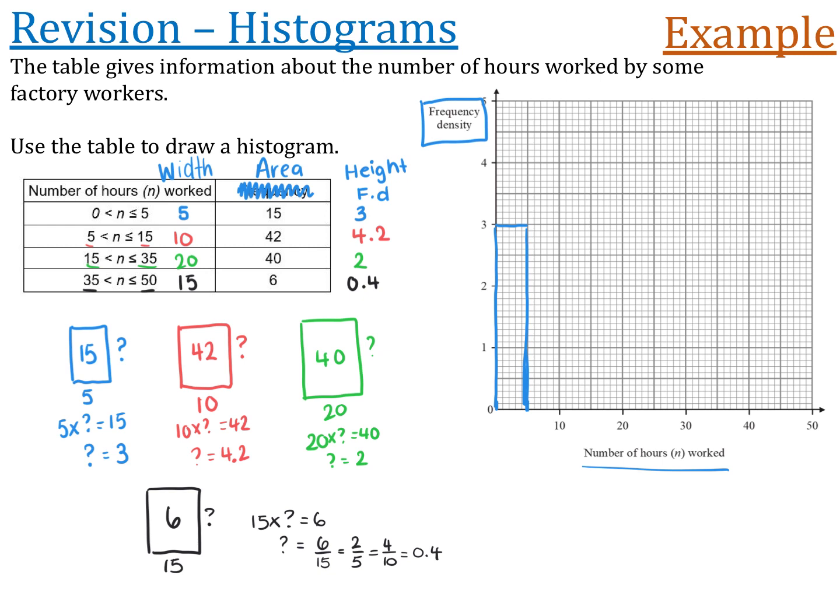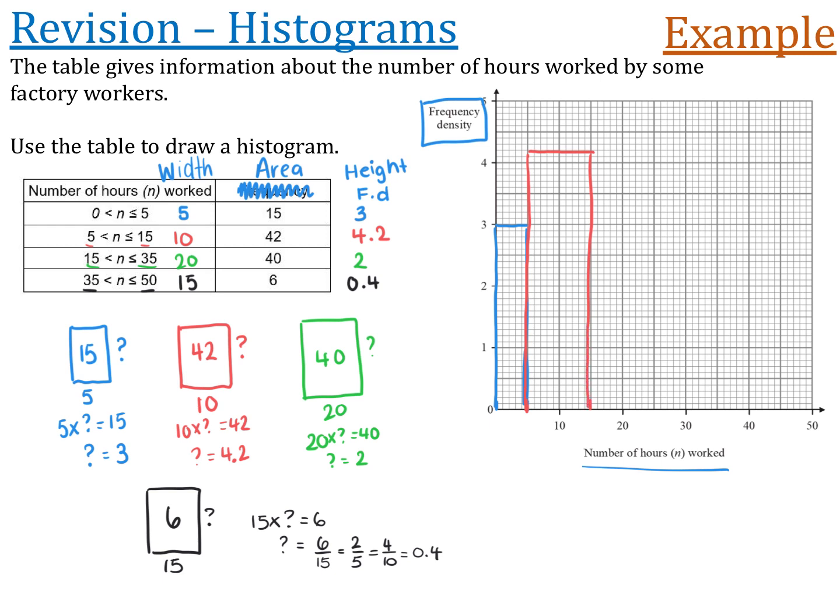All right, on to the red one. The red one starts at 5 and it finishes over here at 15. It has a height of 4.2. So that's going to finish all the way up here. And again, we're going to try to use our ruler. Well, you'll use your ruler. I just can't do that on here. So there's my next one.